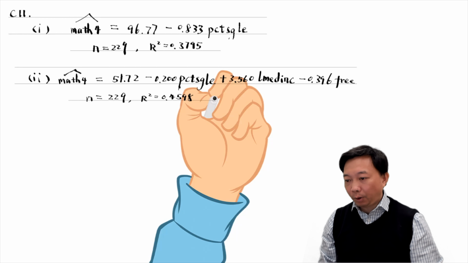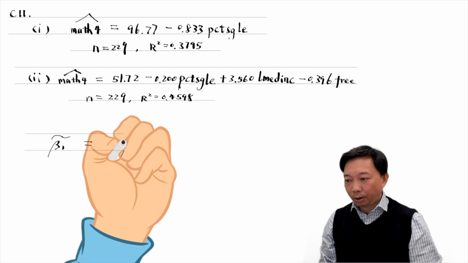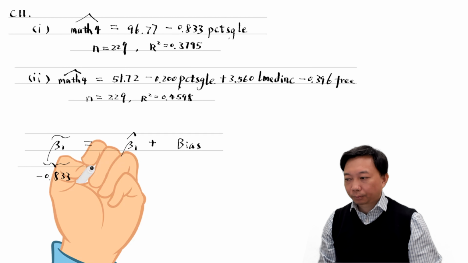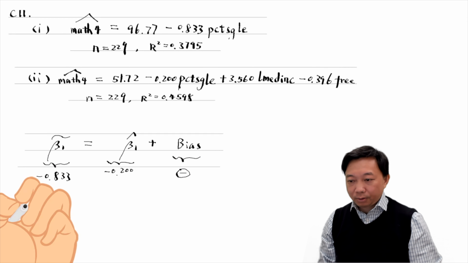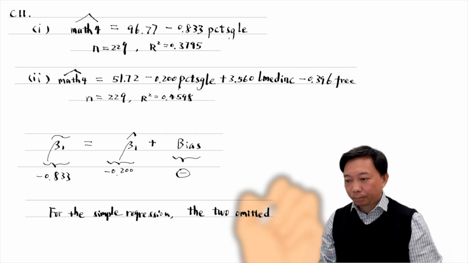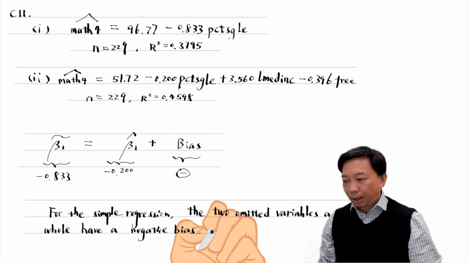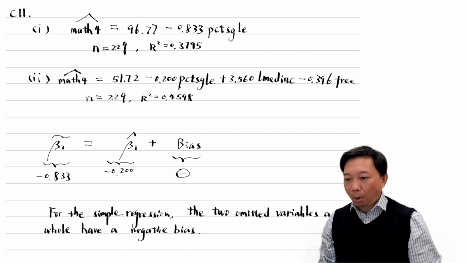The estimate from simple regression equals the estimate from multiple regression plus the bias. The bias is negative in this example, so the single-parent household effect from the simple regression is more negative than that from the multiple regression.